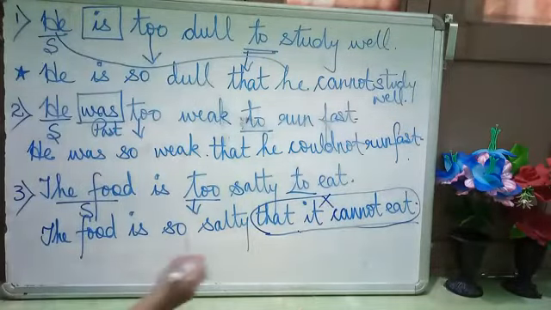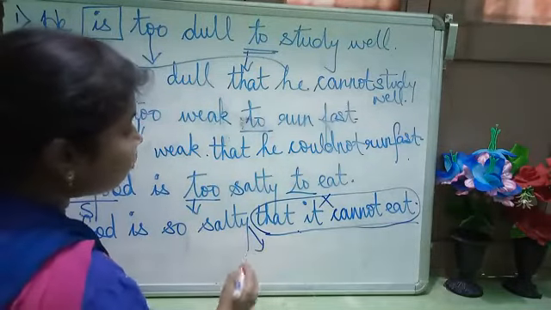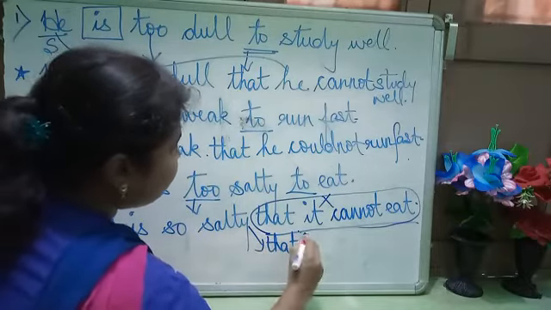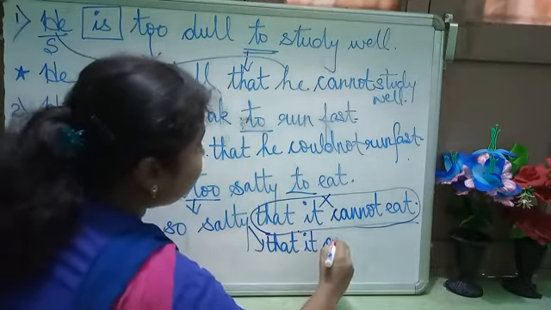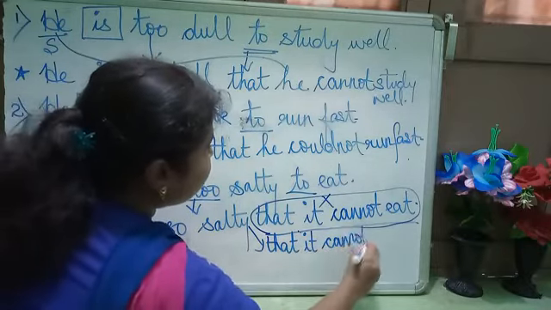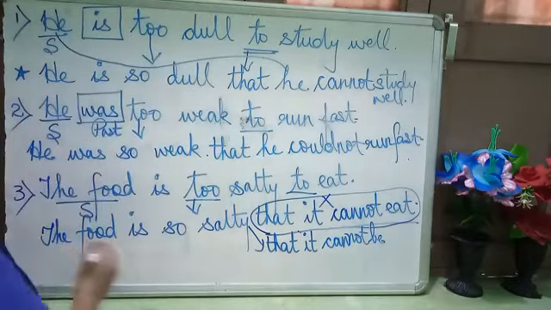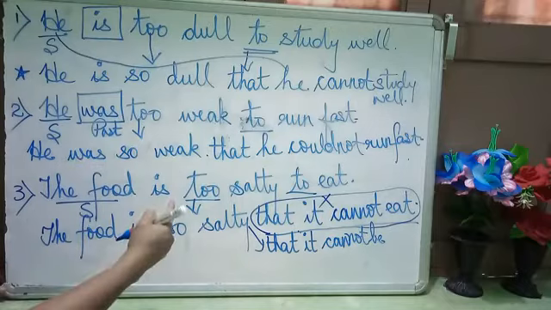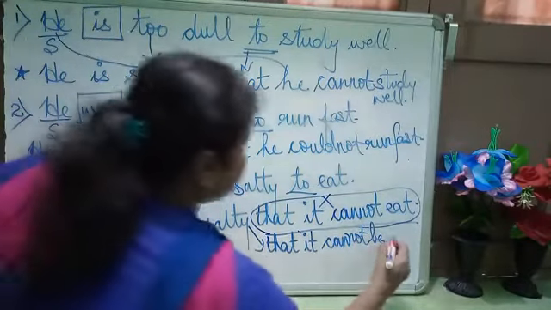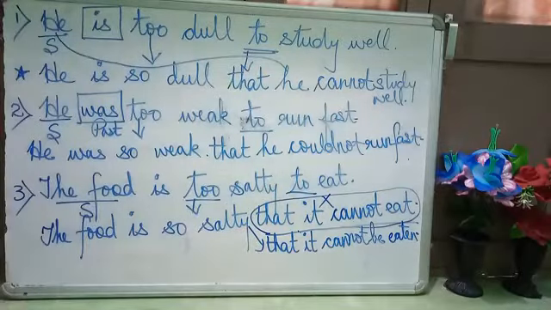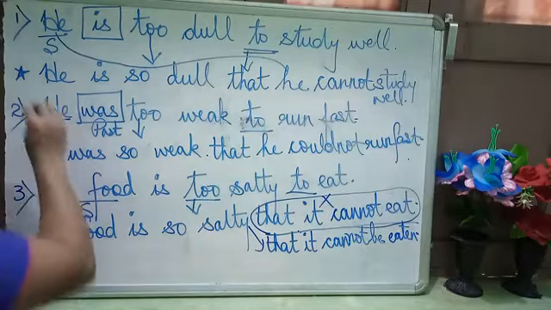So what will you do? Which rule will you use? That it, and second, "cannot be" you will use. "Cannot eat" you will not write. Cannot be verb 3. Eat, ate is verb 2, eaten is verb 3. So, "it cannot be eaten." This rule you have to use. Okay, now let us see the next sentence.